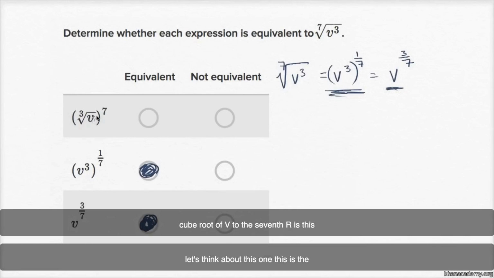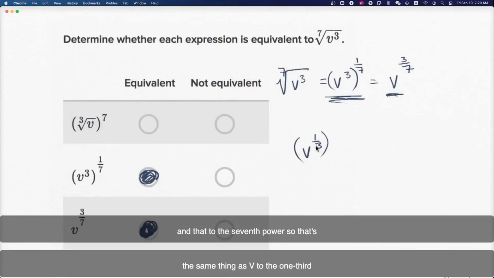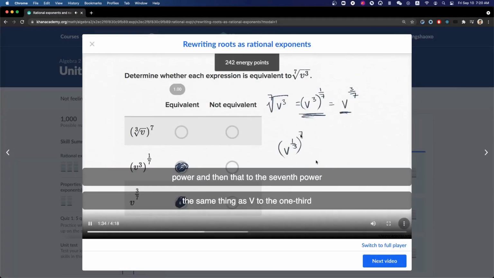Now let's think about this one. This is the cube root of v, and that to the 7th power. Is this going to be equivalent? Well, one way to think about it, this is the same thing as v to the 1/3 power, and then that to the 7th power.